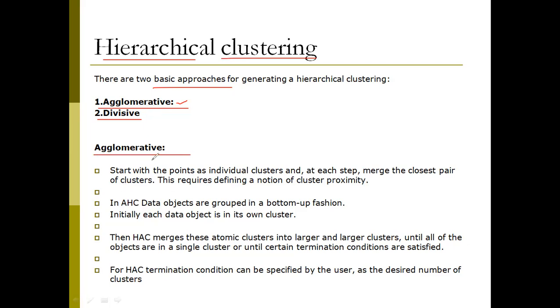Agglomerative clustering starts with the points as individual clusters. This kind of clustering starts with the points as individual clusters, and at each step merges the closest pair of clusters. This requires defining a notion of cluster proximity. This is the process of agglomerative clustering.